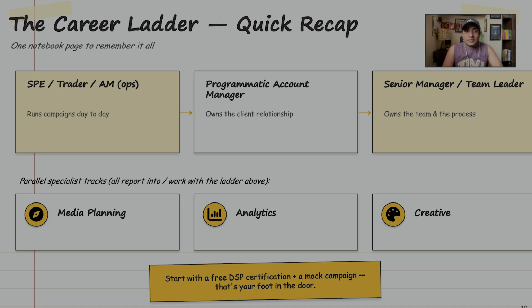Then the career ladder, quick recap, one notebook page to remember it all. First you become a senior process executive or a trader or an AM. You run campaigns day to day. Then you become a programmatic account manager. You own the client relationship. Then you become a senior manager or a team leader. You own the team and the process. Your job role becomes more about managing people. And a similar parallel track runs across the media planning team, analytics team, and creative team. So you should start with a free DSP certification and a mock campaign, that's the foot in the door.